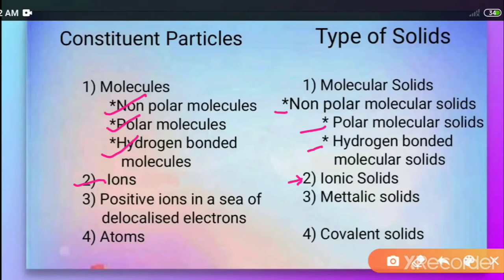And in the case of metallic solids, the particles are positive ions in a sea of delocalized electrons, which we will discuss. And if the particles are atoms held together by covalent bonds, then it is called covalent solids. So let us discuss this in detail, with its properties and examples.